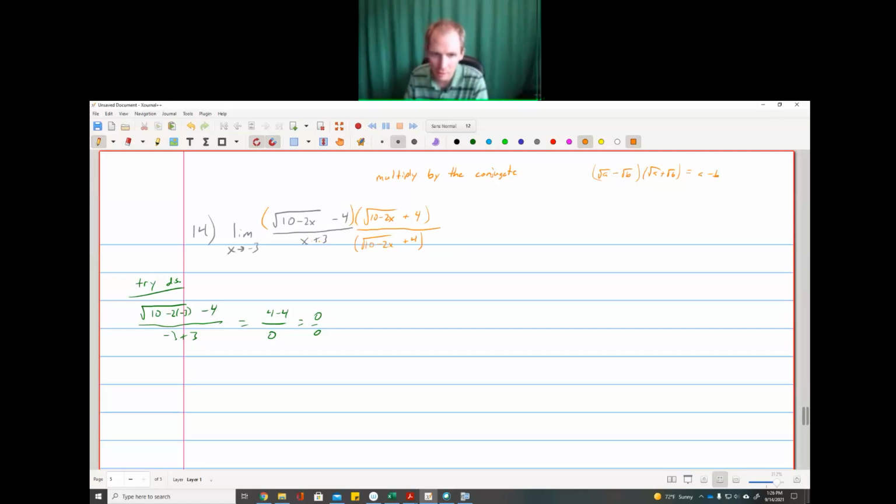I know I need to cancel it. I don't want to FOIL it out because that's going to make it harder to find and cancel going backwards. So the denominator I'm not going to do any work with. It's the numerator that I want to work with.